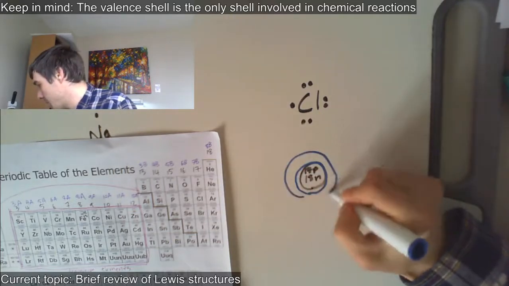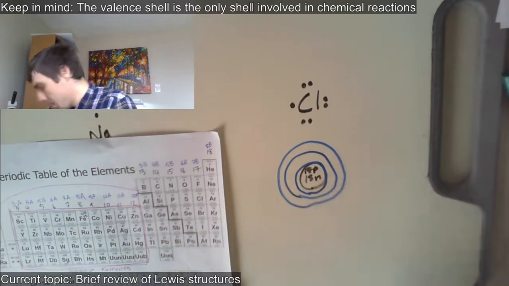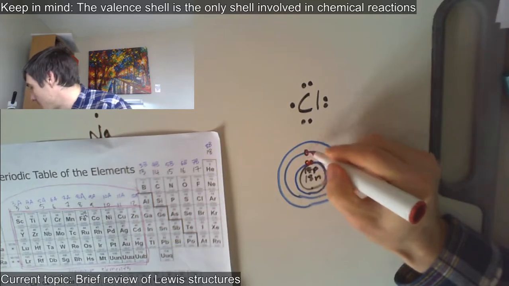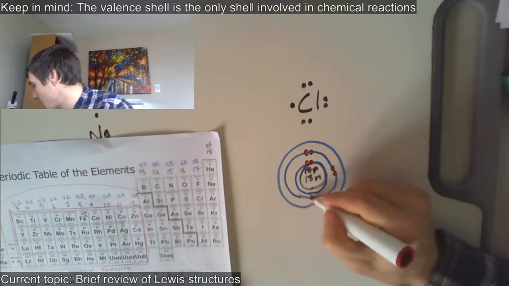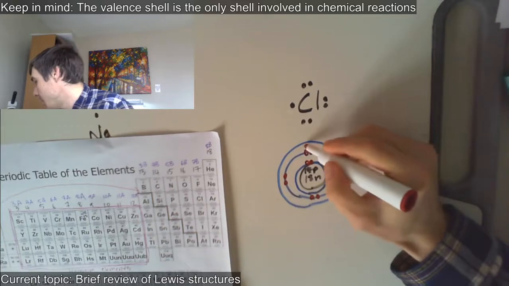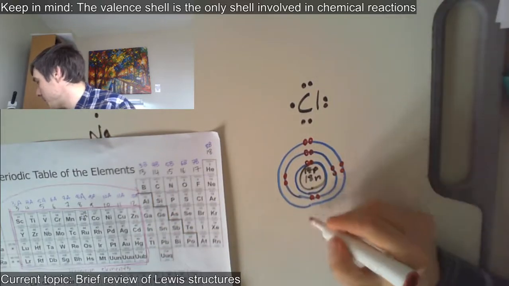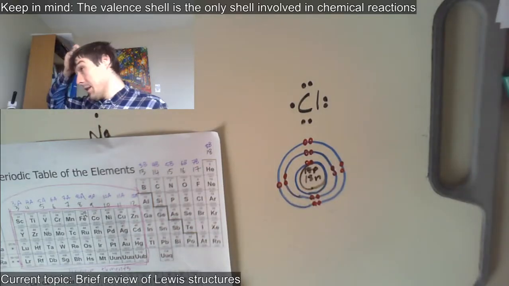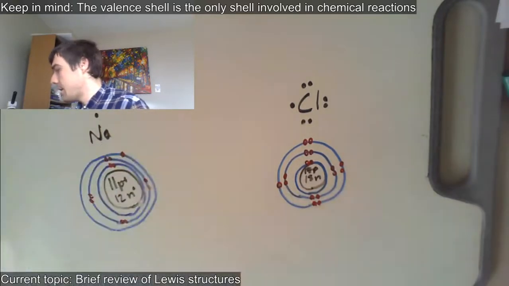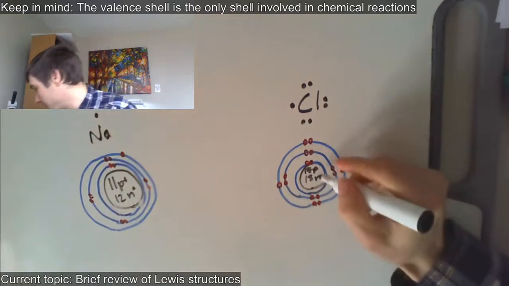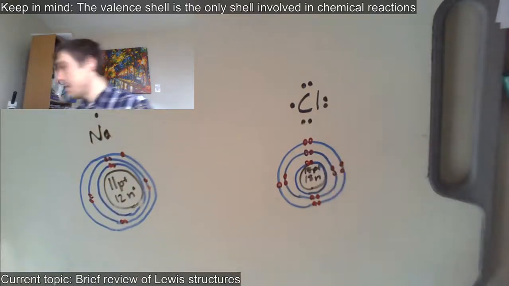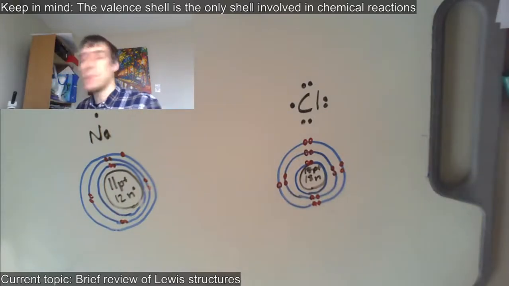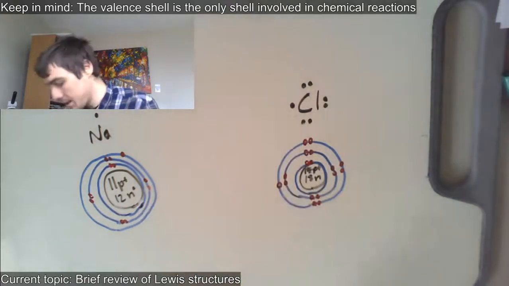1, 2, 3. And the same arrangement, right? 2, 8, 7, the same kind of structure as we see up here. So we're going to use that later to explain a little bit about the trends, about the size. Notice that I drew chlorine a little bit smaller than I drew sodium. That was on purpose. Chlorine is actually smaller than sodium as an atom.